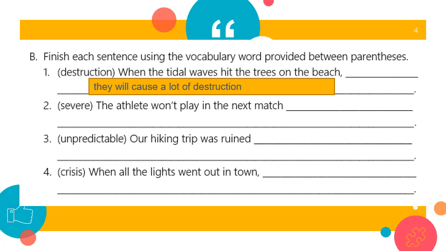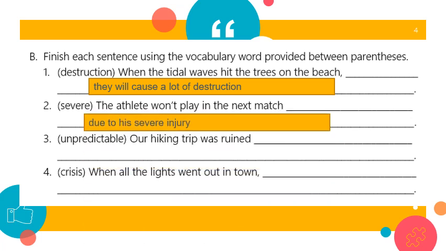Number 2, severe. The athlete won't play in the next match. Why? Because of what? Due to his severe injury. He had a serious injury, so he couldn't play.